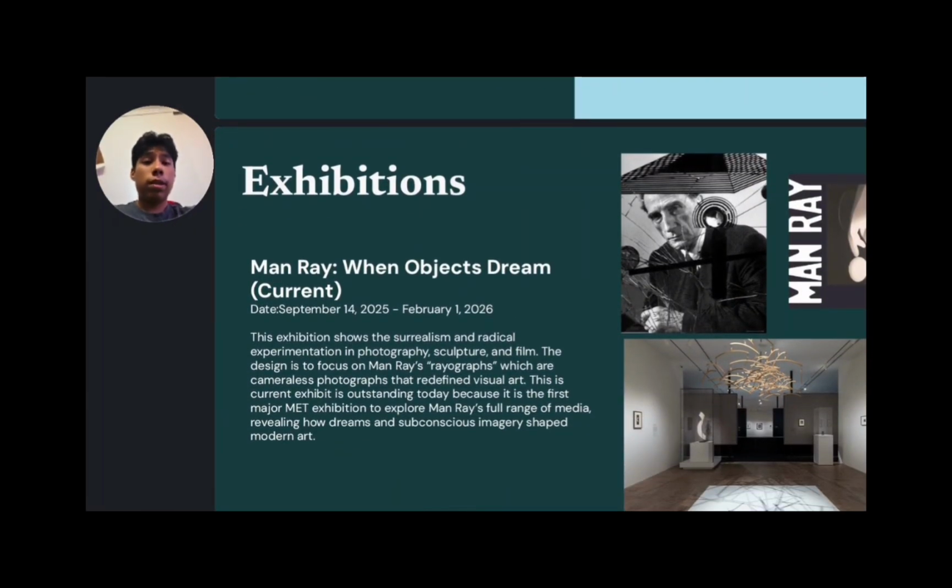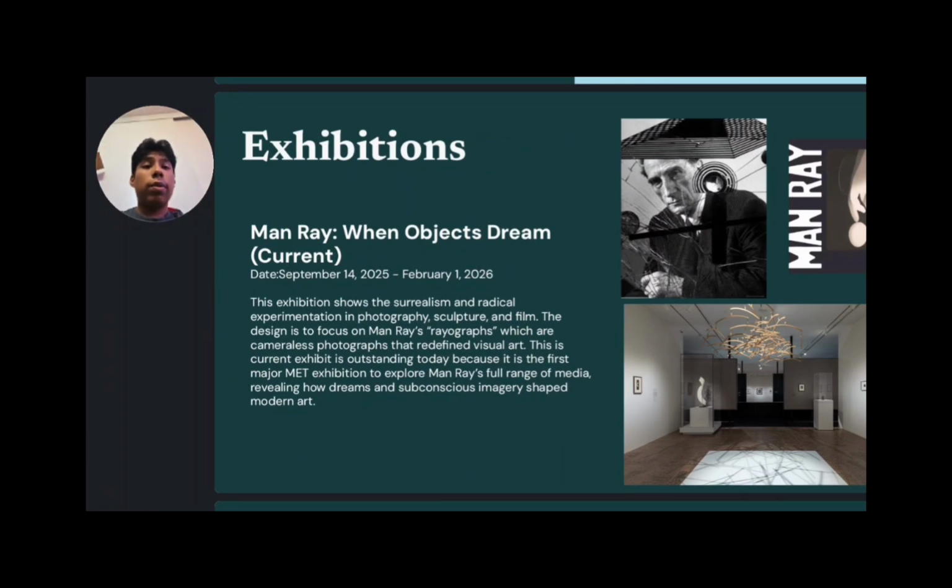The first one I chose was When Objects Dream, which is the current one by Man Ray. The exhibition shows surrealism and radical experimentation in photography, sculpture, and film. The design is to focus on Man Ray's rayographs, which are cameraless photographs that redefined visual art. This is a current exhibit which is outstanding today because it is the first major Met exhibition to explore Man Ray's full range of media. His projects are revealing how dreams and subconscious imagery shaped modern art.